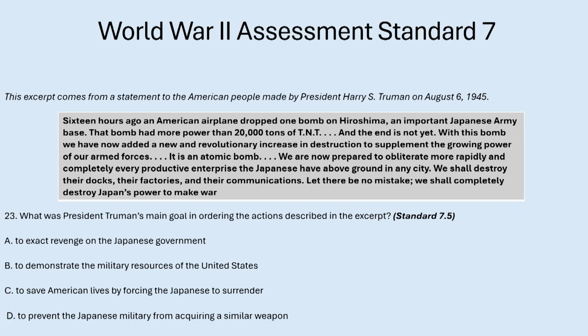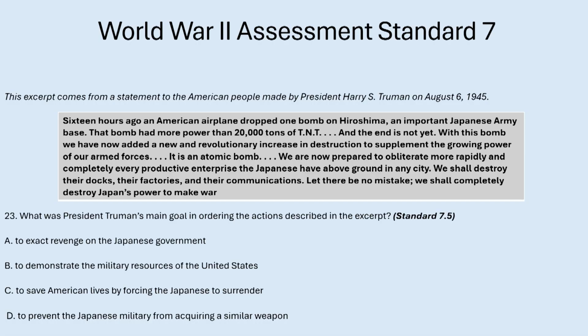The excerpt comes from the State of the American People made by President Harry Truman, August 6, 1945. 16 hours ago, an American airplane dropped one bomb on Hiroshima, an important Japanese army base. That bomb had more power than 20,000 tons of TNT, and the end is not yet. With this bomb, we have now added a new and revolutionary increase in destruction to supplement the growing power of our armed forces. It is an atomic bomb.